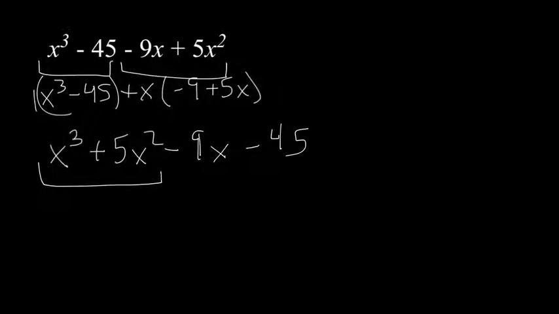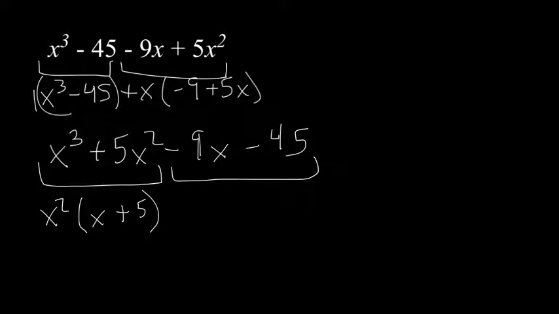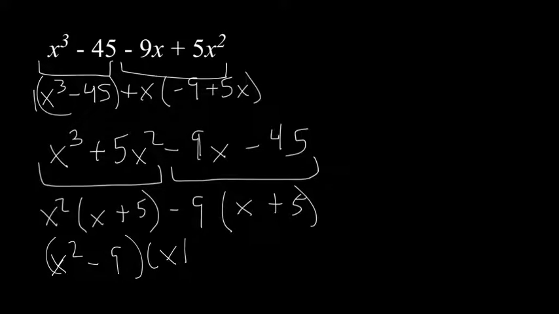When I do that, and I group them now, the common factor in the first two is x squared, which leaves us with x plus 5. Here I would have a common factor of -9. I pull out the -9, and I'm going to be left with x plus 5. After having rearranged that and done this, we find that we do have a common binomial here that we can factor out. And that's going to give us x squared minus 9 times x plus 5.